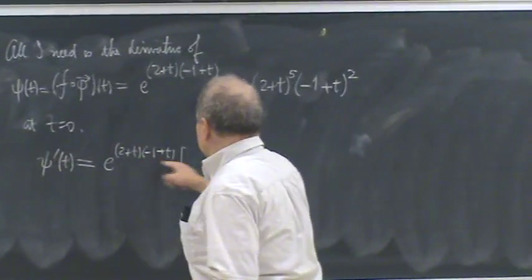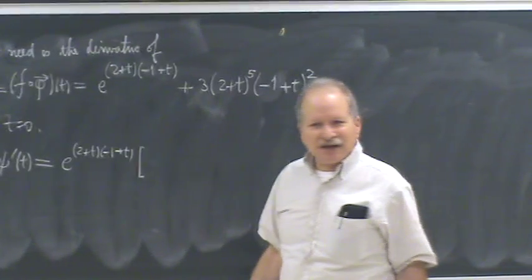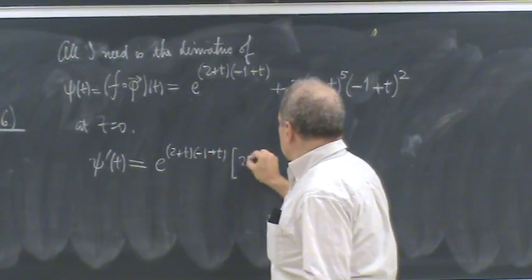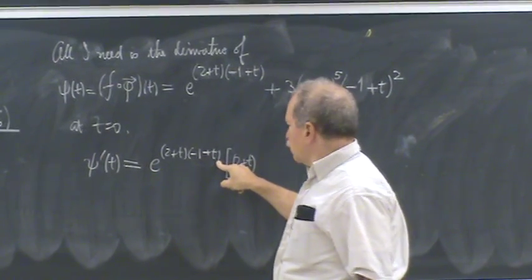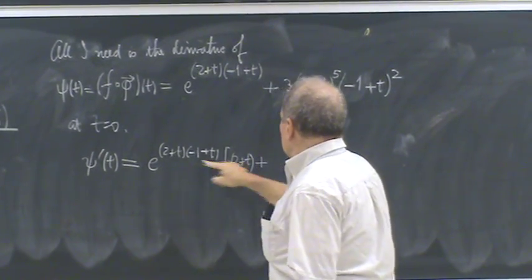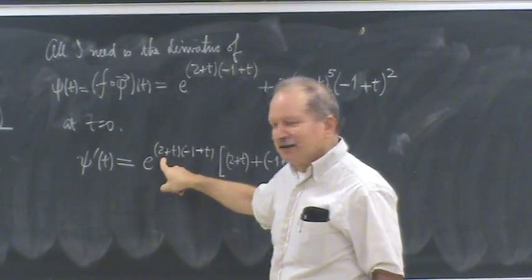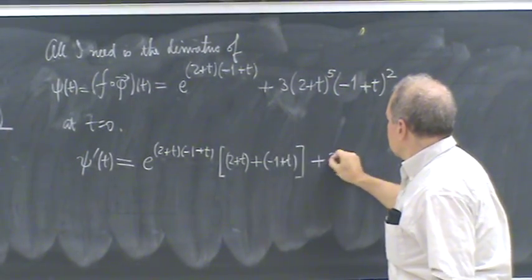2t plus 1. So I need to take the derivative. You can either multiply this out and then take the derivative, or you can use the product rule. I'm generally more of a fan of the product rule if I can do it. So I'm going to have 2 plus t times the derivative of that, which is 1, plus negative 1 plus t times the derivative of that, which is 1. And then I've got to take the derivative of this stuff.